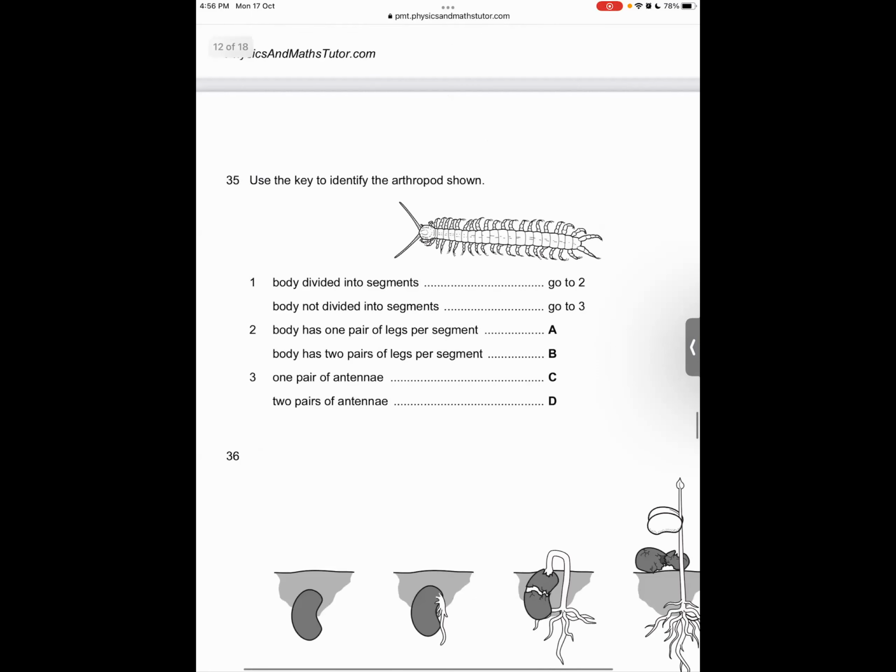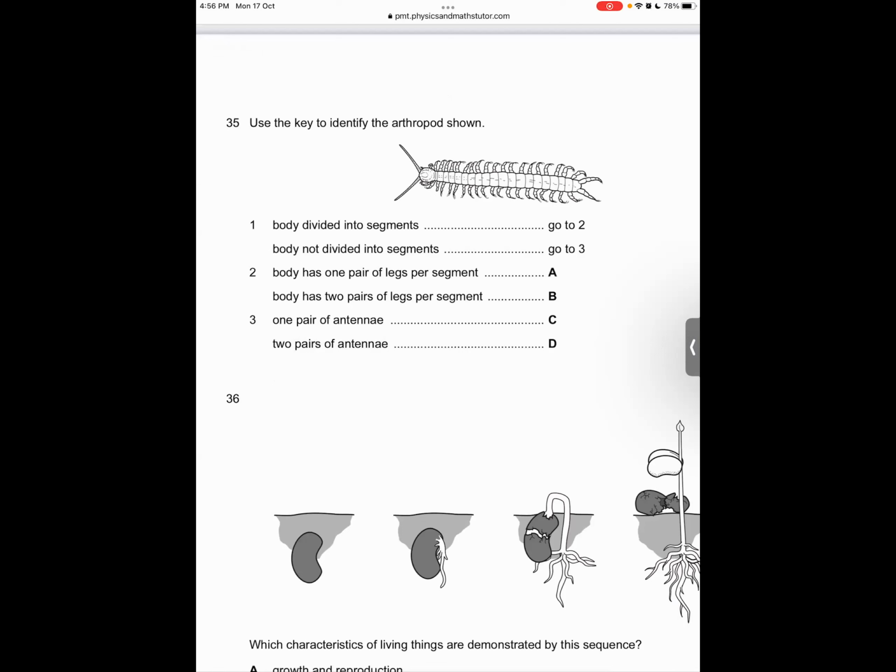B. Use the key to identify the arthropod. Is the body divided into segments? Yes, it is. Does the body have one pair of legs per segment? Yes. And then one pair of antennae? Yes. Miss, it's going to be C.